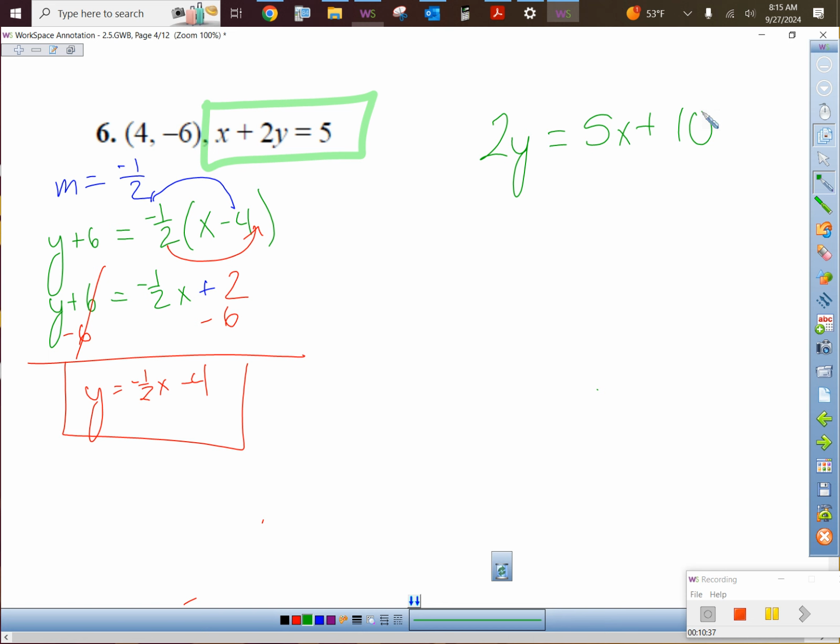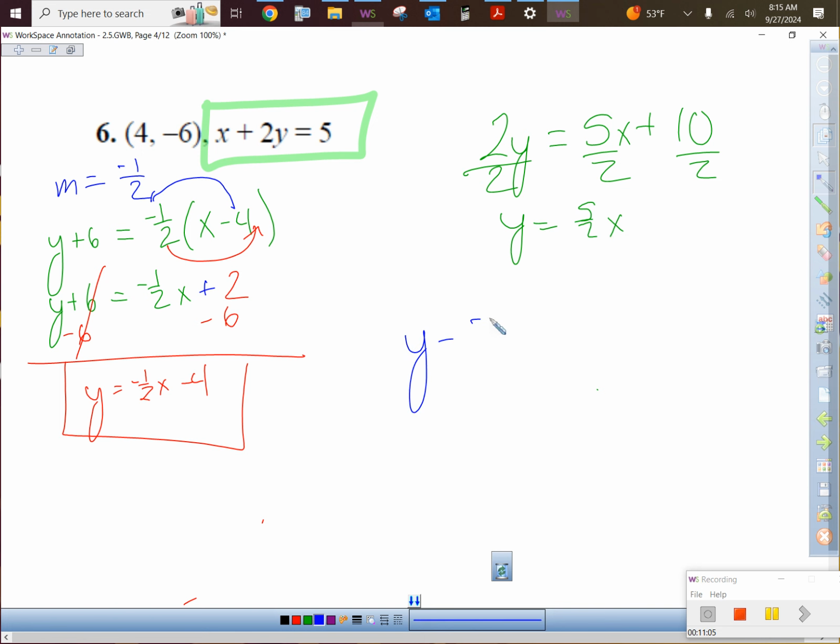Wouldn't the easiest move be to get y by itself by dividing everybody by 2? So if they don't give it to you with y all by itself or the other one, you gotta go ahead and put it in slope-intercept form. Or you can try to put it in standard form if that's easier. You know what I mean? So just watch yourself. Those tricks only work if it's in that form.